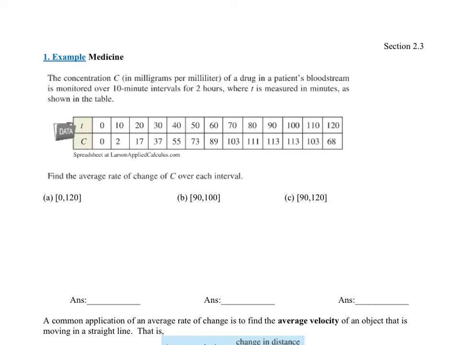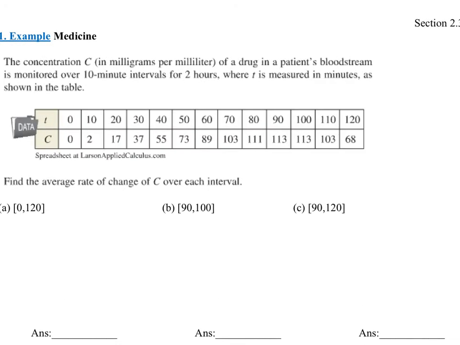So T is our input, our X value. C, the concentration, is our output. You give me the minute, I give you the concentration. So we're going to try to find the average rate of change over a given interval.